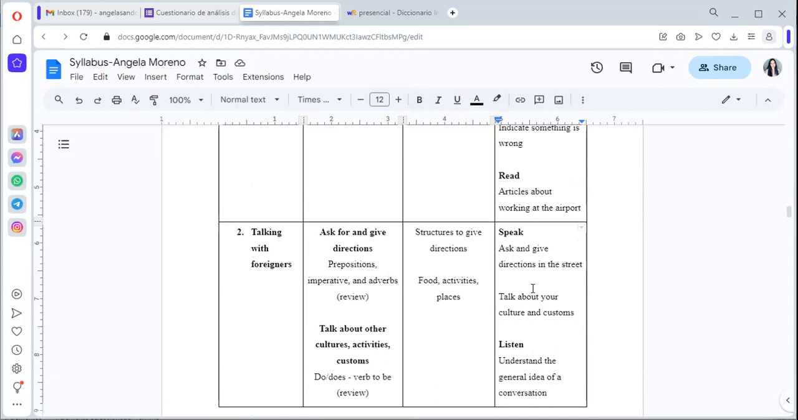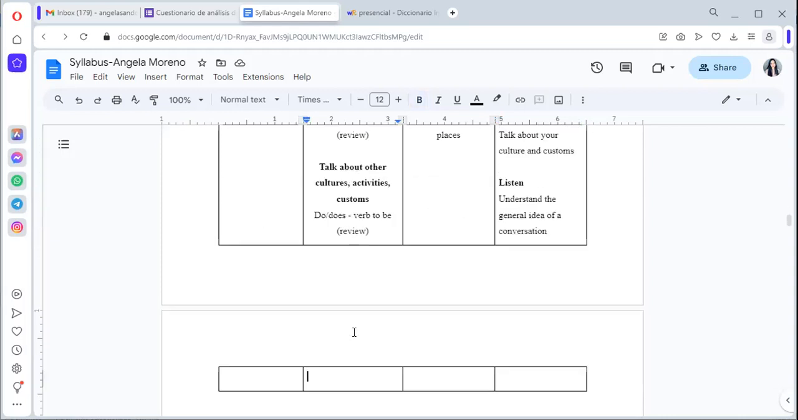Then lesson 2 is titled Talking with Foreigners. And in the grammar part, he's going to ask for and give directions, and use prepositions, imperative, and adverbs. And again, this is a review. Then talk about other cultures and activities and customs. And present simple and verb to be.